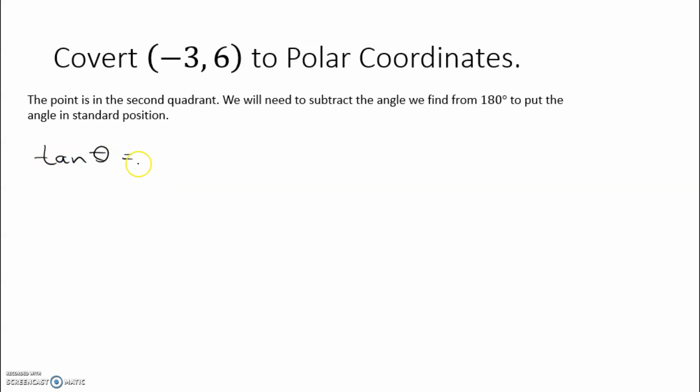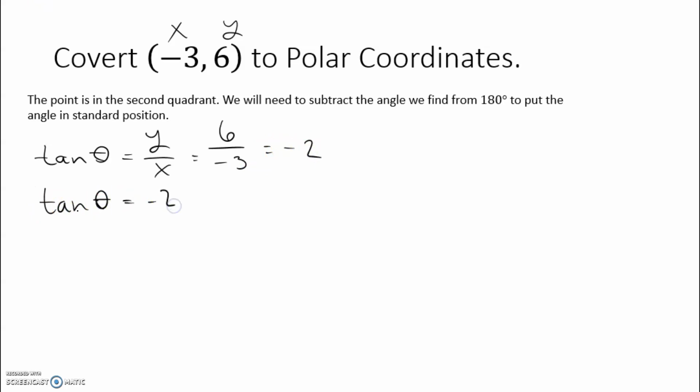So tangent of theta, which is y over x. This is our x. This is our y. So 6 over negative 3. So that'll give me negative 2. Okay, I don't want tangent of theta, I just want theta. So we'll take the inverse tangent of negative 2. And our calculator will give us negative 63.4. Now we've already said that our angle is going to be in quadrant 2.